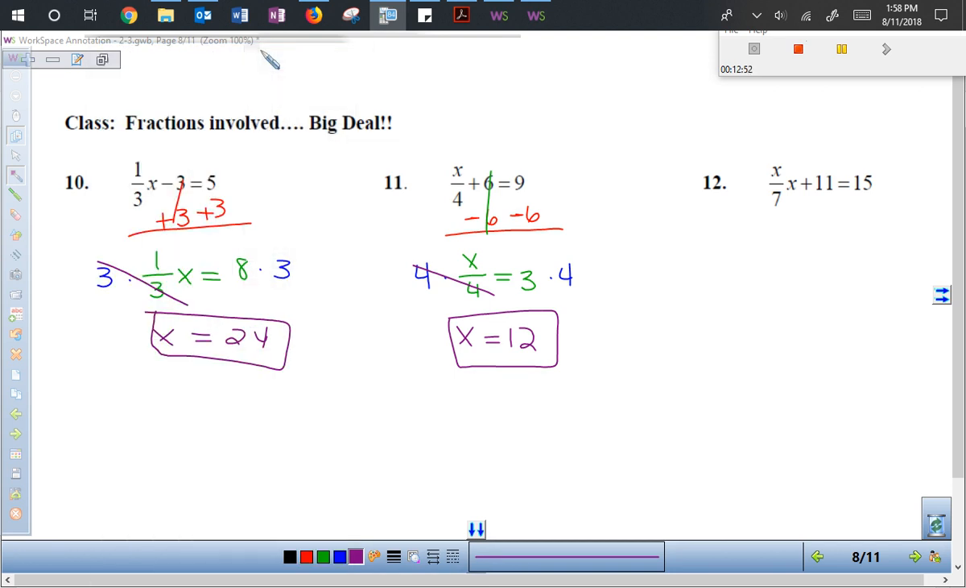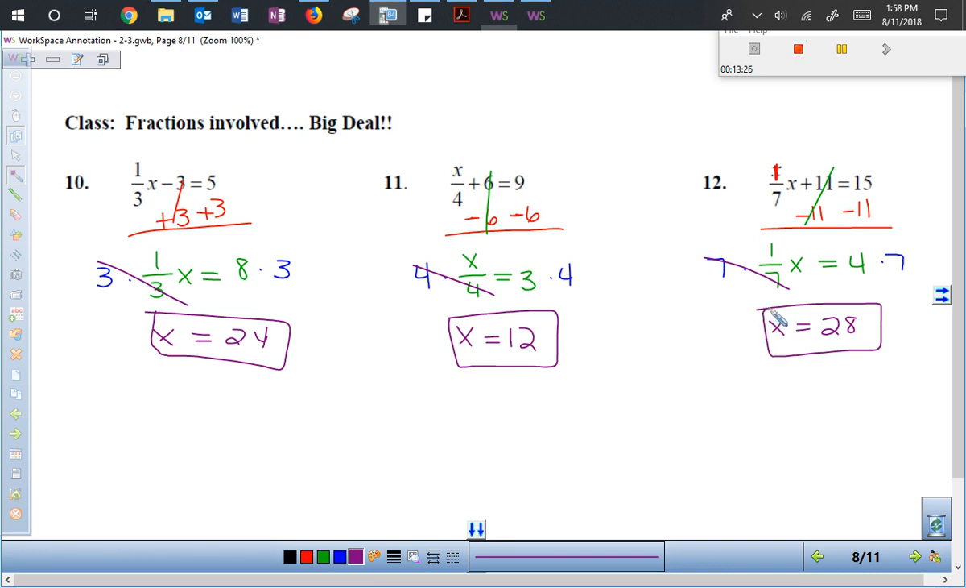On number 12, there's a typo. It says x over 7x. What this is really is a 1 in the numerator, so that needs to be 1 over 7 times x plus 11 equals 15. So now what we can do is subtract 11 from each side, and that's going to leave us with 1 over 7 times x equals 4. Then multiply by the reciprocal, so multiply each side by 7 over 1. Cancels out, x equals 28. And check that in your calculator, please.